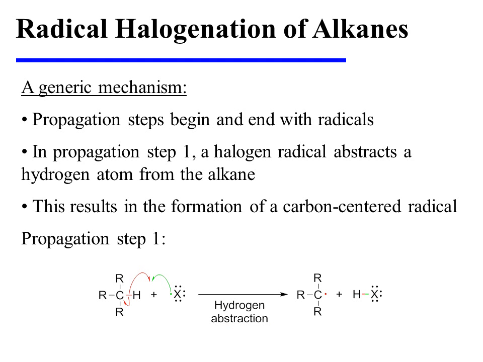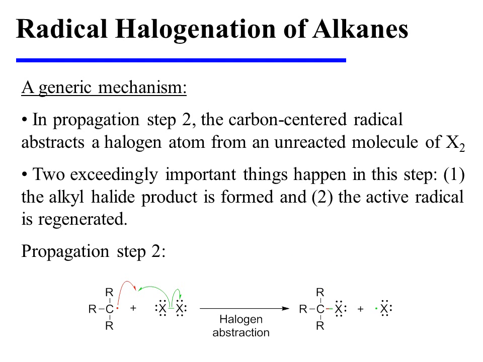What follows are the propagation steps, which begin and end with radicals. In propagation step 1, a halogen radical abstracts a hydrogen atom from the alkane. This occurs when the halogen uses its single electron to begin to make a sigma bond to a hydrogen from the alkane. The hydrogen reciprocates, bringing an electron with it, and the remaining red electron is deposited onto the carbon to make a carbon-centered radical.